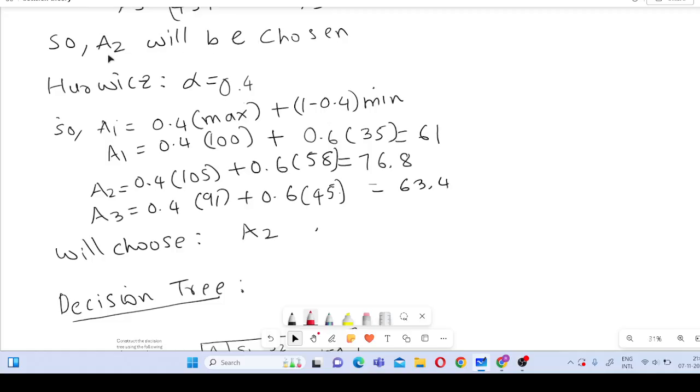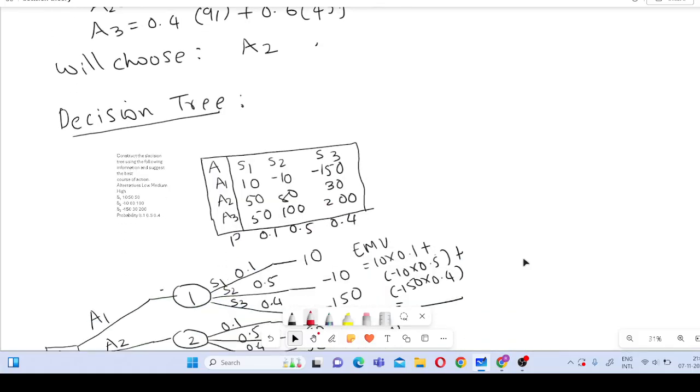So for this criteria, the Hurwicz criteria, the alpha value will always be given. Sometimes it is 0.4, 0.6, it can be any value. What you are supposed to do is multiply that given value with the maximum value and 1 minus that value with the minimum value for all of A1, A2, A3, and then choose the maximum of those to obtain the optimal decision.